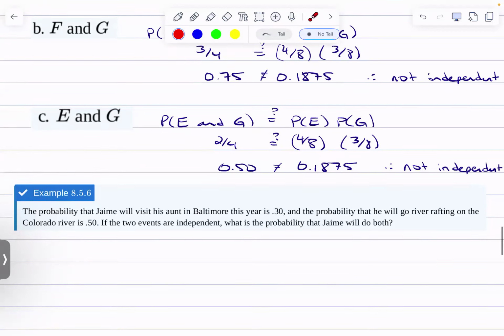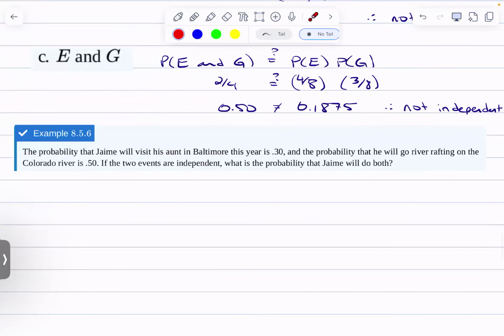The probability that Jamie will visit his aunt in Baltimore this year is 0.3. Wow, Jamie, come on. And the probability that he will go river rafting on the Colorado River is 0.5. Come on. Again, if the 2 events are independent, what is the probability that Jamie will do both? So this is one of those scenarios where you're allowed to use the formula because I told you that these 2 events are independent, right?